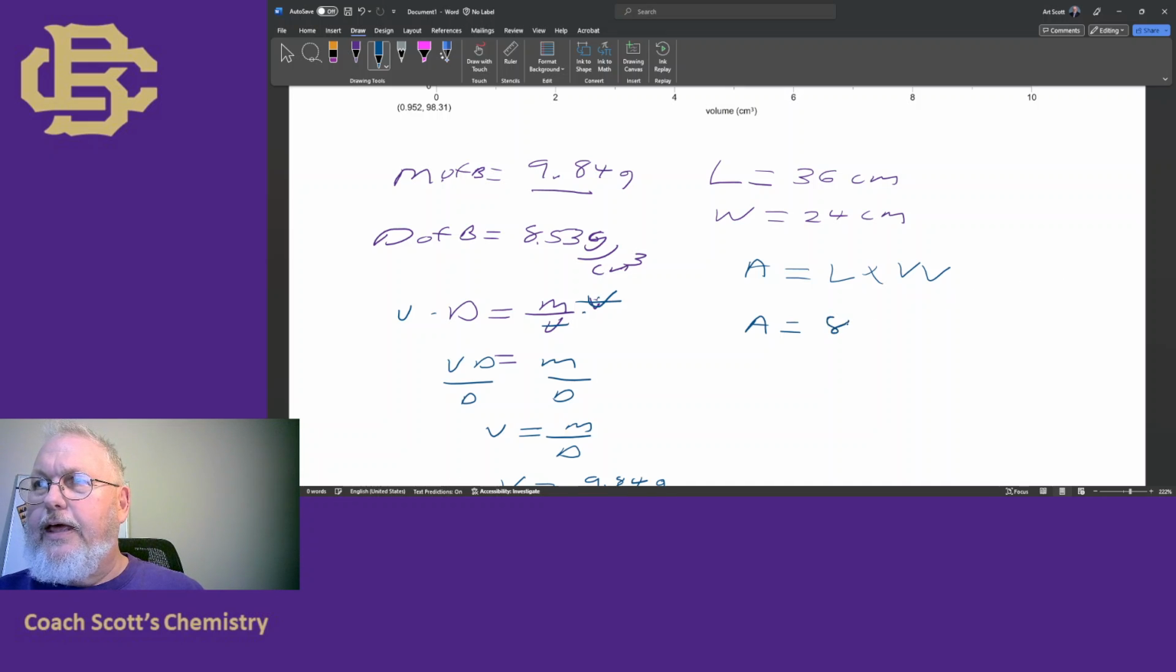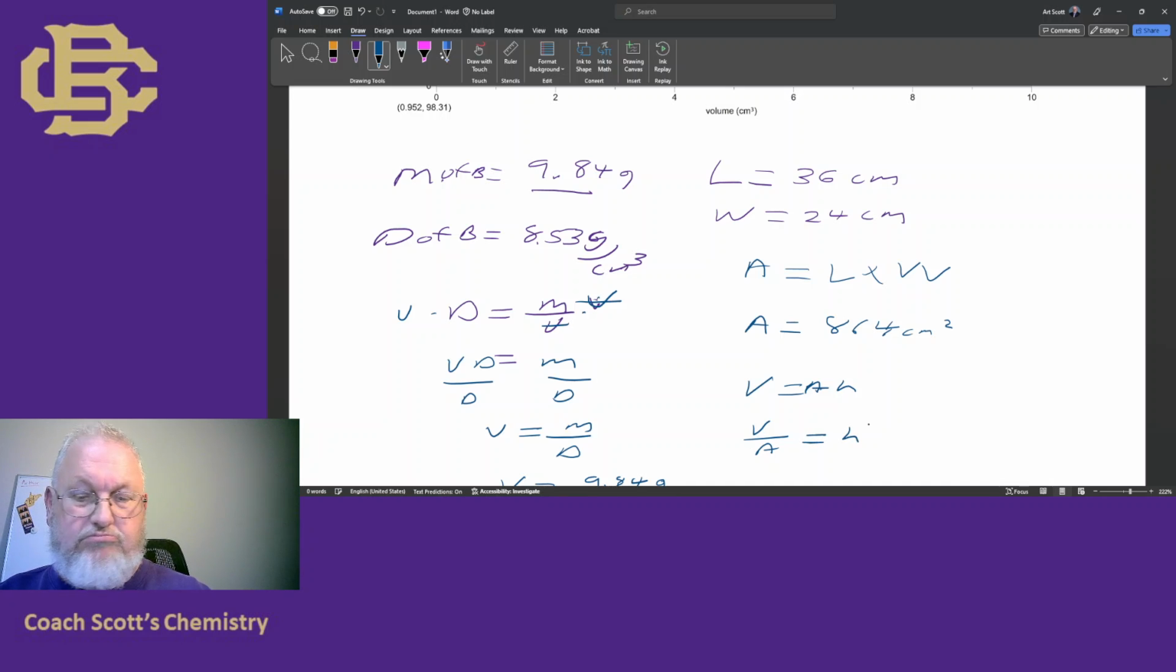Now, because I'm not reporting area, I'm trying to find the thickness or the height, I'm going to keep it at what it is, centimeters squared. And I know that volume is length times width times height, or volume is area times height. I know my area and I know my volume. How do I find my height? If I divide the volume by the area, I'm going to get the height or the thickness.